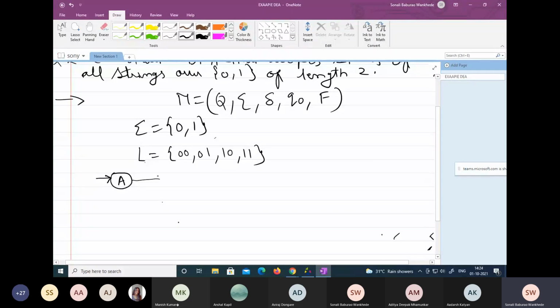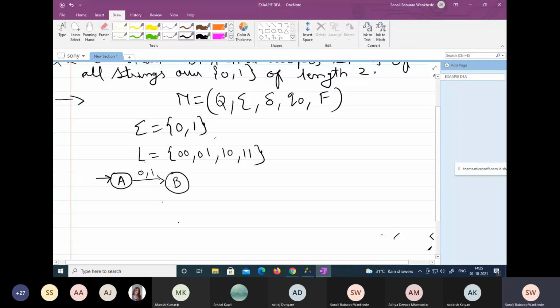We will pass on 0, comma 1 to a new state, the next state, that is B. Because we are not sure about the transitions, that's why we are giving the input as either 0 or 1, and we are passing that to B. Similarly for B also, from here also we do not have anything.